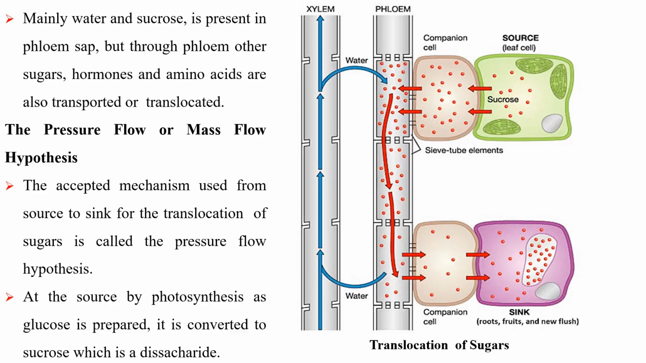Mainly water and sucrose are present in phloem sap, but through phloem other sugars, hormones and amino acids are also transported or translocated. The pressure flow or mass flow hypothesis. The accepted mechanism used from source to sink for the translocation of sugars is called the pressure flow hypothesis. At the source, by photosynthesis, as glucose is prepared, it is converted to sucrose, which is a disaccharide.